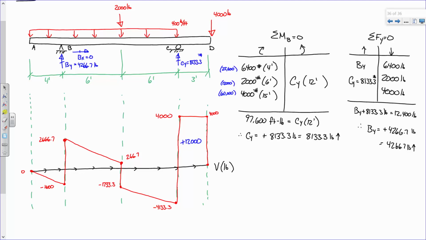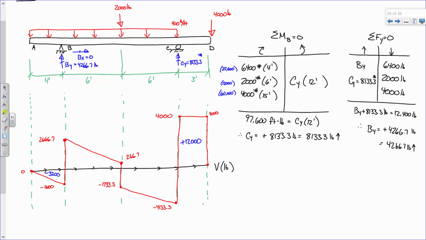Okay? Next one. Let's look at this triangle over here, way over to the right. How do we determine the area of a triangle? Base times height over 2. So how tall is this little triangle? It's 1,600. And how wide is it? 4. So what is the area of that triangle? 3,200. And I'm going to call it negative because it's below that line. So we're going to say this is negative 3,200.